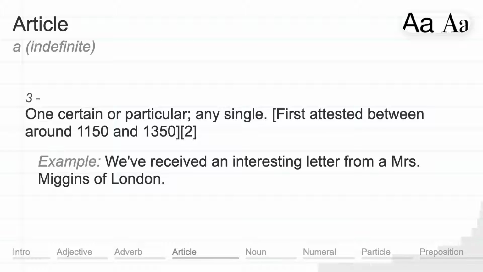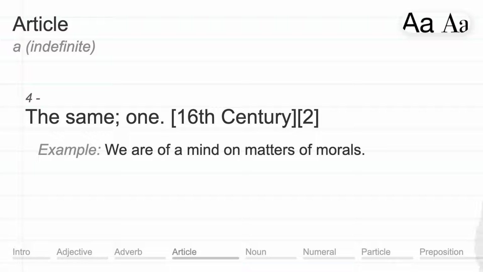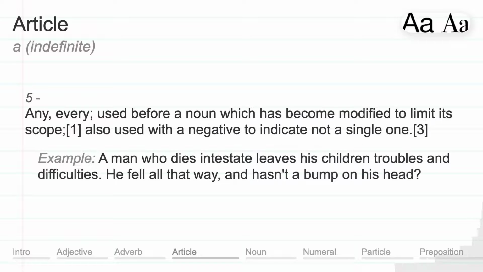2. Example: We've received an interesting letter from a Mrs. Miggins of London. The same. 1. 16th century. 2. Example: We are of a mind on matters of morals. Any, every. Used before a noun which has become modified to limit its scope. 1. Also used with a negative to indicate not a single one. 3. Example: A man who dies intestate leaves his children troubles and difficulties.